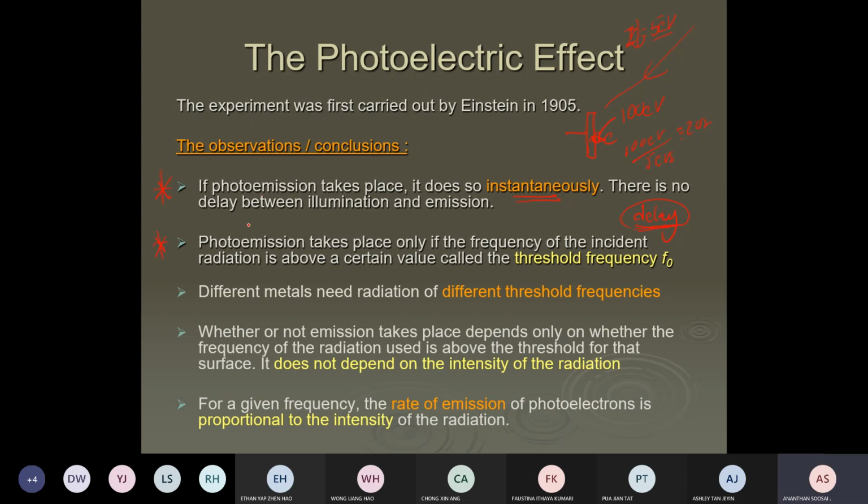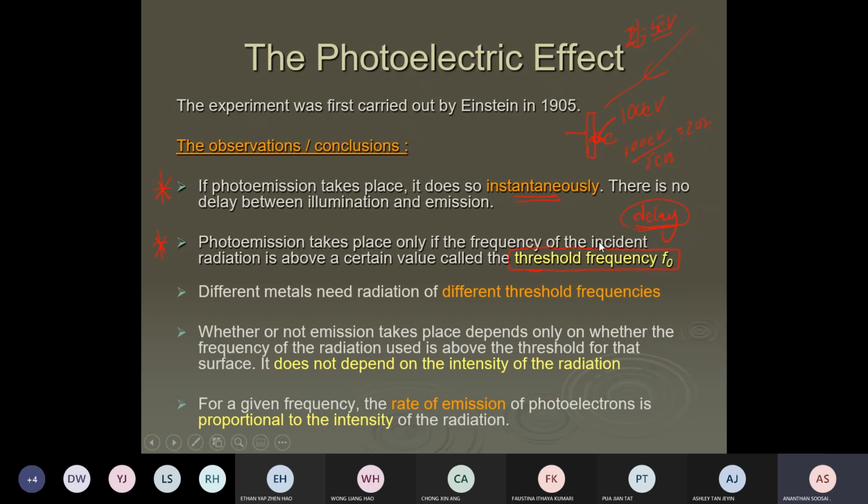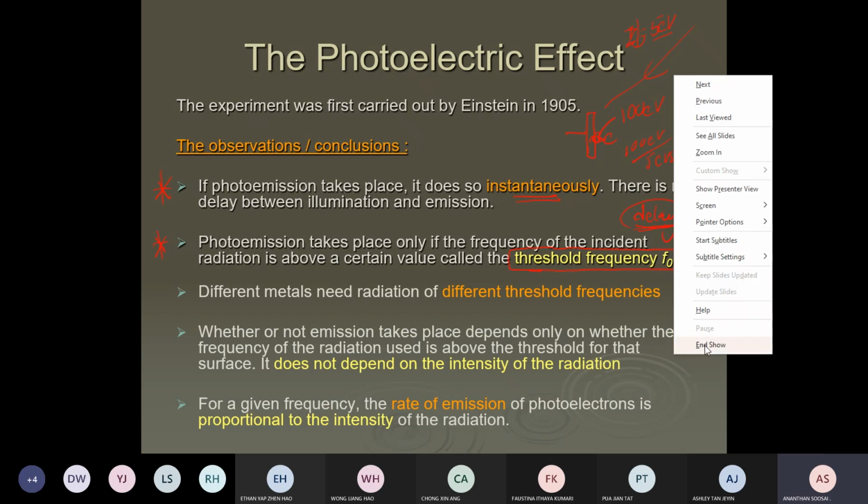Second, the photoelectric emission takes place only above a certain threshold frequency. What is the meaning of that? If you go lower than a certain frequency... let me show the animation to explain it better. While I'm teaching this, I'll go back to the animation. Let me show you the threshold frequency. What is meant by threshold frequency?